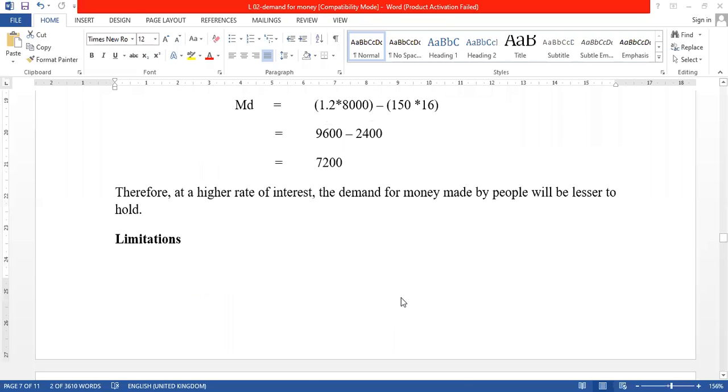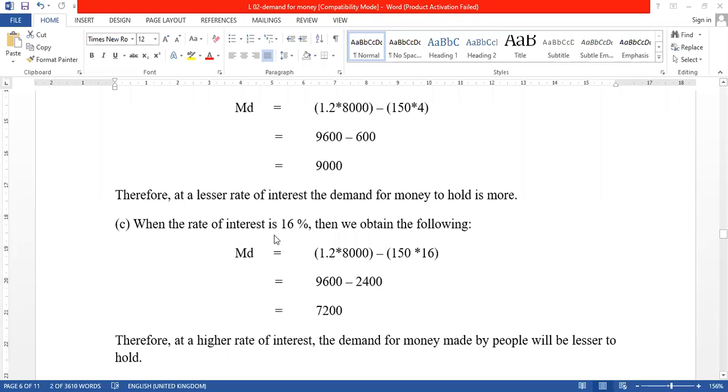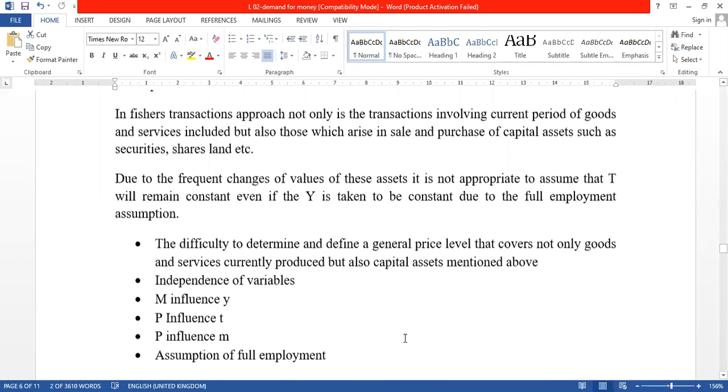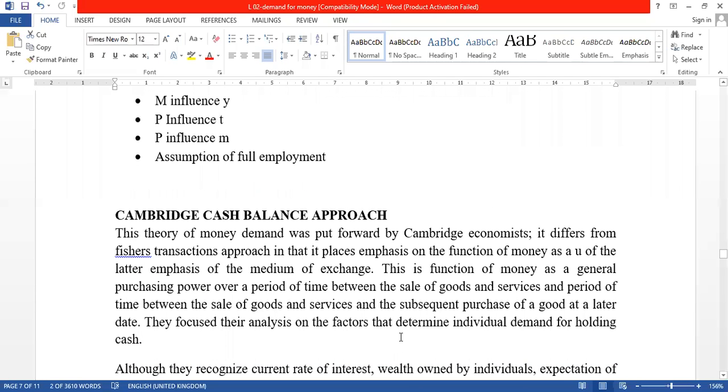And therefore, again, what that means is that the higher the rate of interest, the less amount of money we will be holding. If the rate of interest goes high, we don't want to hold that money in our hands because we can probably invest it elsewhere. Therefore, I hope that is clear.